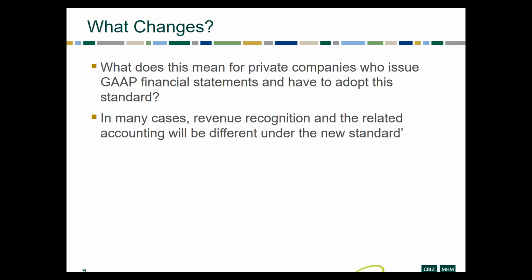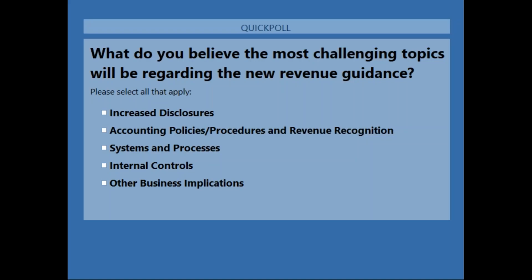Awesome. So I'm going to go ahead and initiate our next polling question. Again, you'll have about 30 seconds to answer the following question. What do you believe the most challenging topic will be regarding the new revenue recognition guidance? Increased disclosures, accounting policies and procedures, and revenue recognition, systems and processes, internal controls, or other business implications.